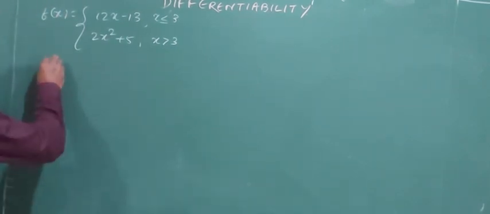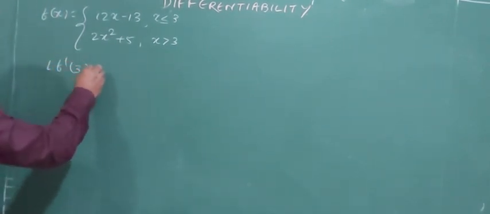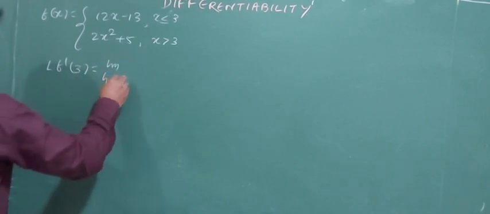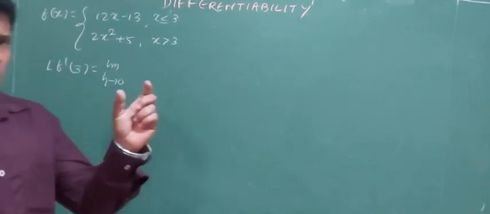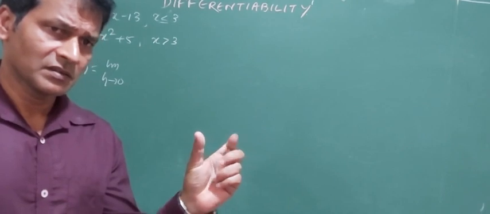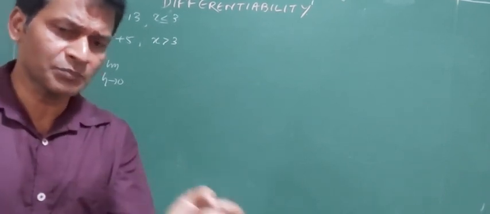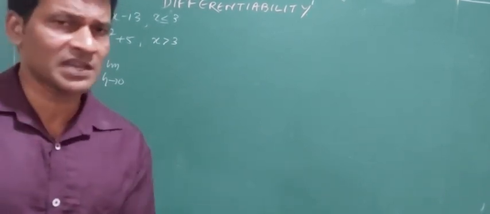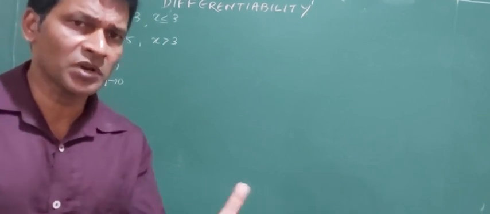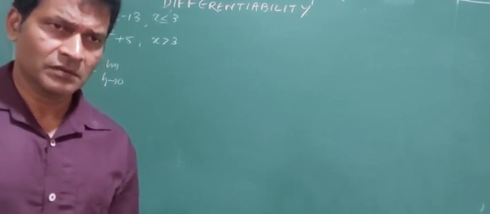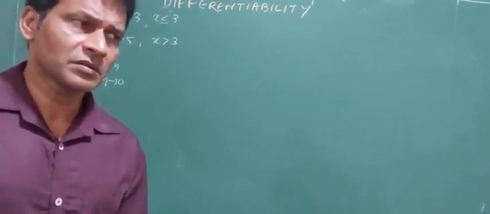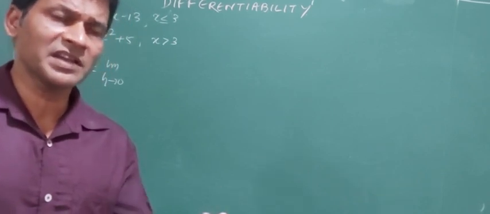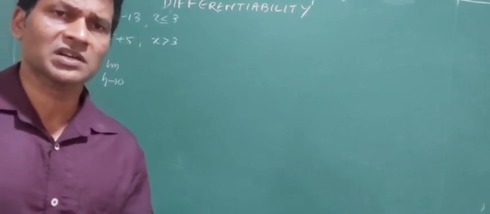No issue. Straight away write down L dash 3. Limit h tends to 0. That means L dash 3 means I am calculating the slope on the left hand side, and then I calculate the slope on the right hand side. If both are equal, then differentiable. Otherwise, I cannot draw the tangent. That means there is a hole in the graph, or the curve may be continuous, or the curve is not continuous.